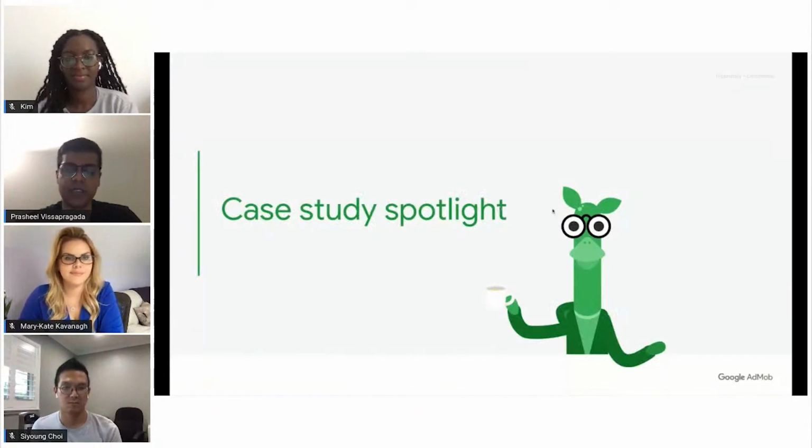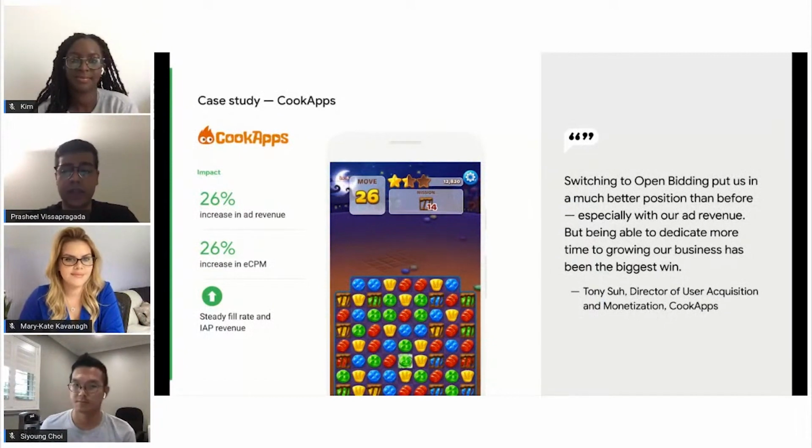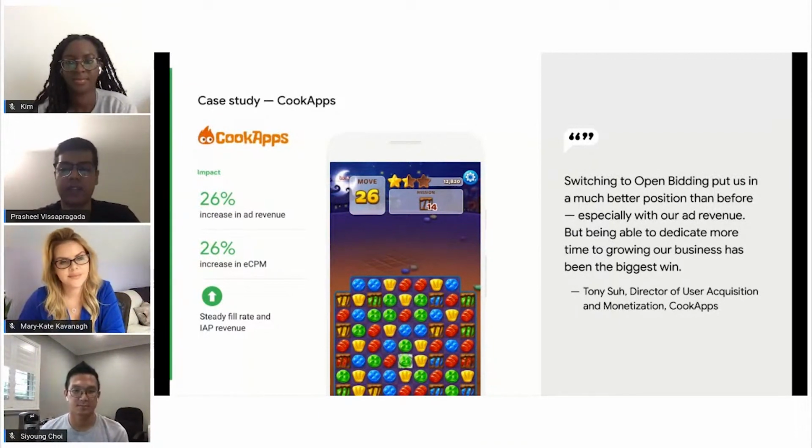I'm going to go over a couple of case studies now. Some of our early beta testers have seen great results from open bidding. One case in point here is Cook Apps, an app publisher based in Korea. They have used open bidding to help grow revenue in their match 3 puzzle game, Candy Blast. After switching to open bidding, they saw a 26% increase in both ad revenue and CPMs compared to their waterfall mediation setup. And best of all, open bidding saves them time, so they can focus on building great apps and expanding their business.